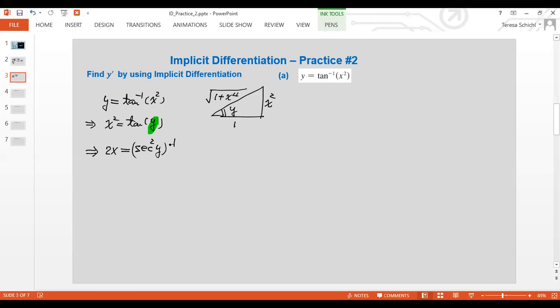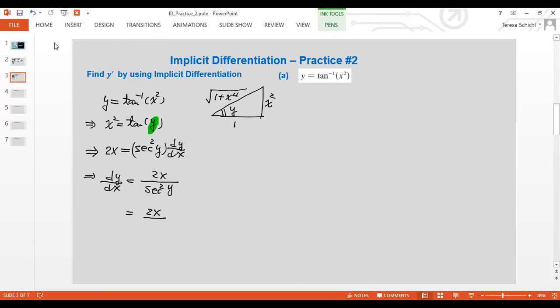We need to have a dy dx, correct? Okay, so now I can say the dy dx is equal to the secant squared y over the 2x here, okay? So the secant squared y is equal to the 2x. So this will be the 2x.